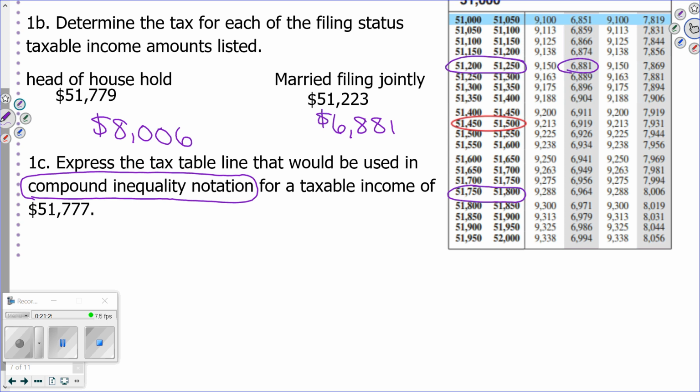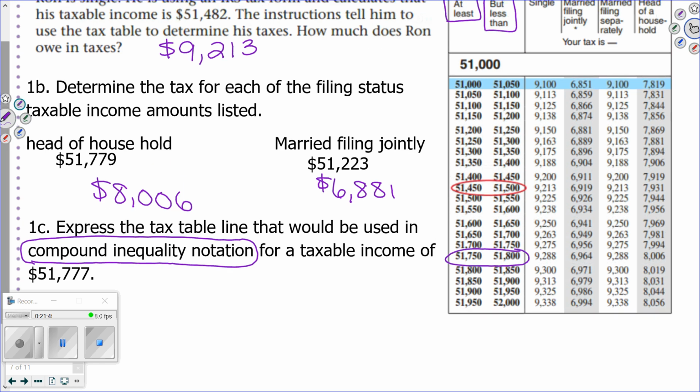All right, so first, let's find where this falls. 51,777. I did have that circled, didn't I? All right, here. So that's the interval, right? So how do I write it in the correct notation? Well, at the top of that, it told me at least and then but less than. So I need to fall in between here. My income, I'm going to use I, needs to be in between those two numbers, and we'll talk about the signs in a minute.